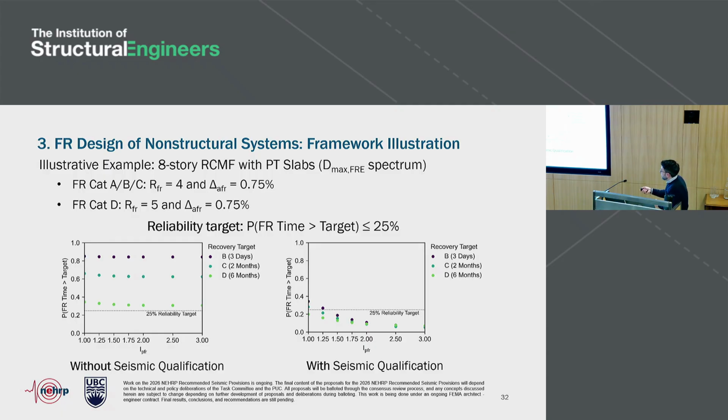What are these figures telling you? They're telling you the probability that the functional recovery time in your design exceeds the target. That means that anything above this dashed line is above the target, no good. We need to be below it. So very quickly you identify that if you want to meet your targets, you're going to have to qualify equipment. So we move over to the figure on the right, and now we see better performance.